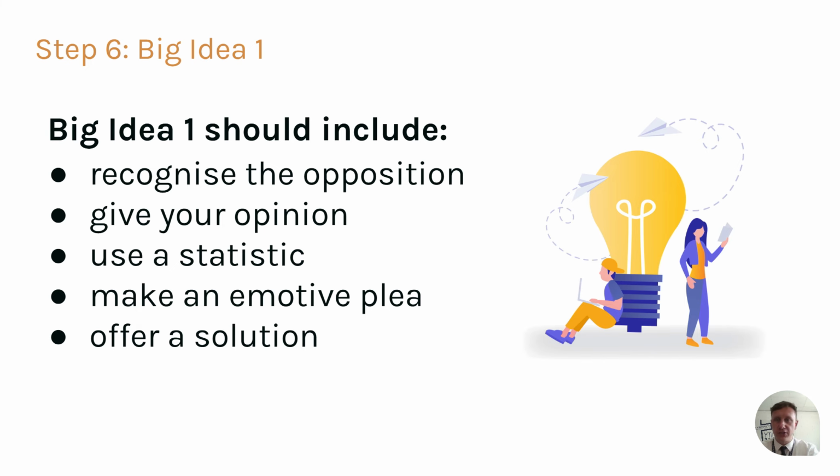Now, big idea one, okay, jumping ahead. Big idea one. This is usually where we start to show that our argument is balanced and mature. And we can do that by recognizing the opposing view.